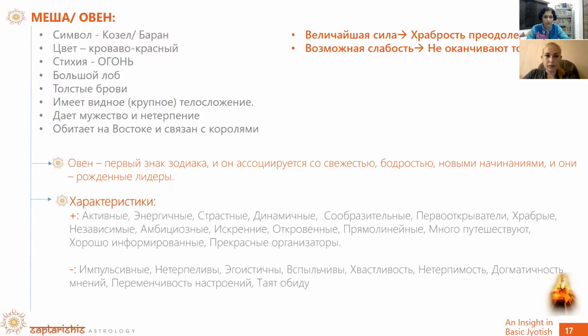So all of you know that Mesha, the symbol is goat or ram, and the color is blood red. The element of the sign is fire. And one of the greatest strengths of this sign is they have a lot of courage. This courage helps them to conquer their fears.